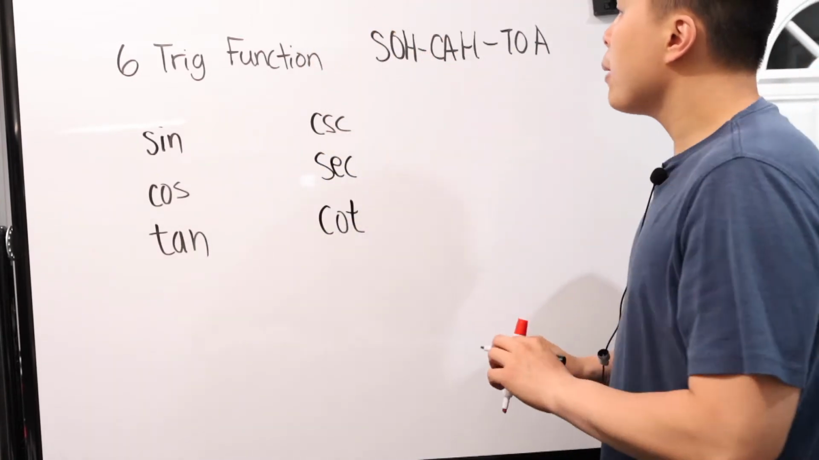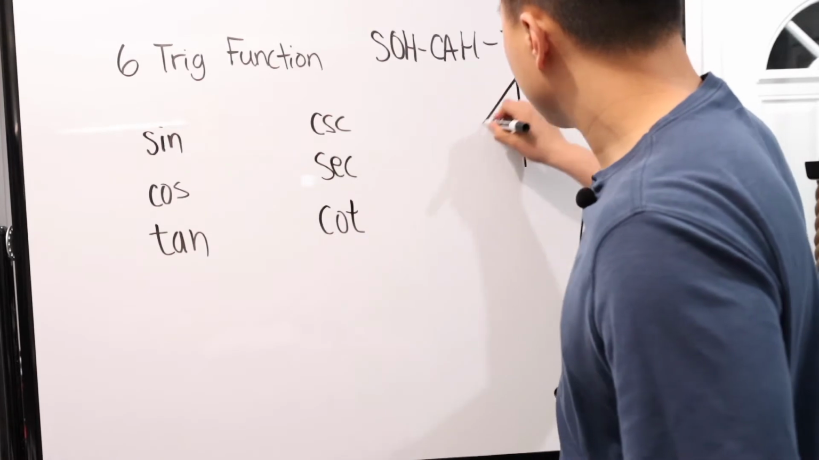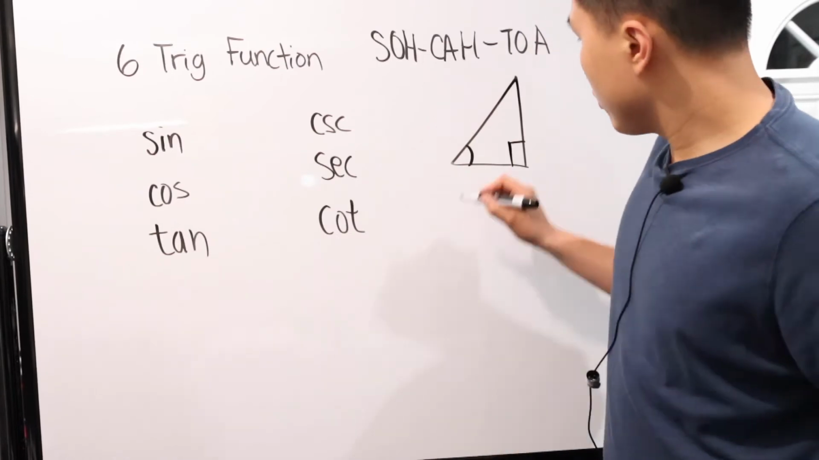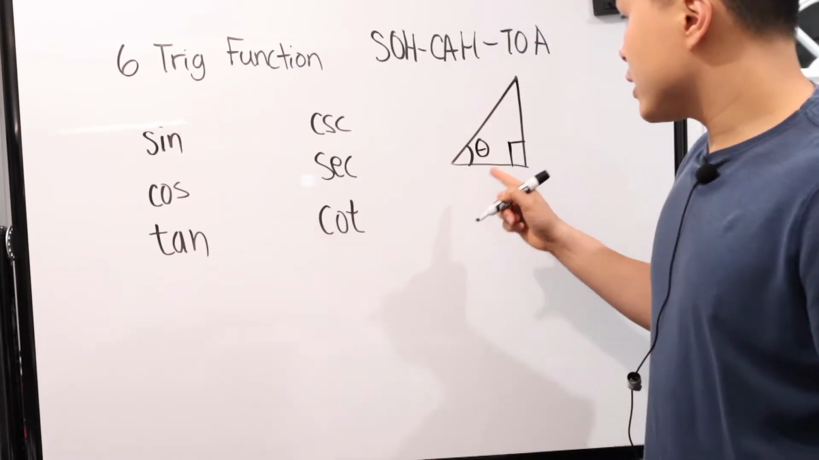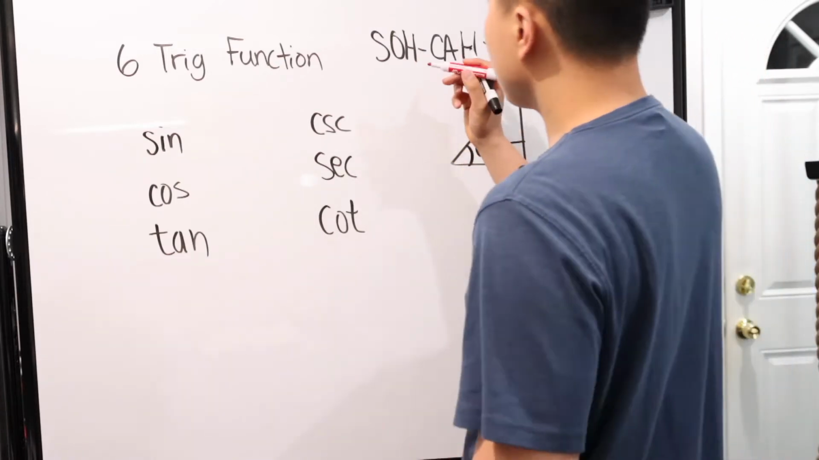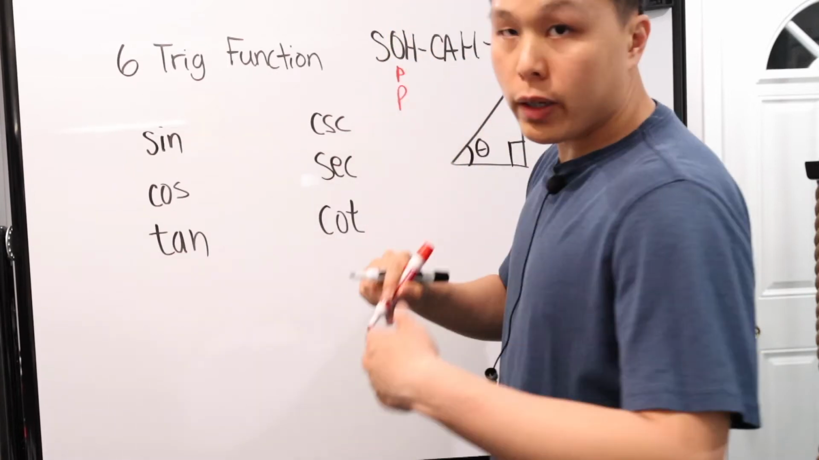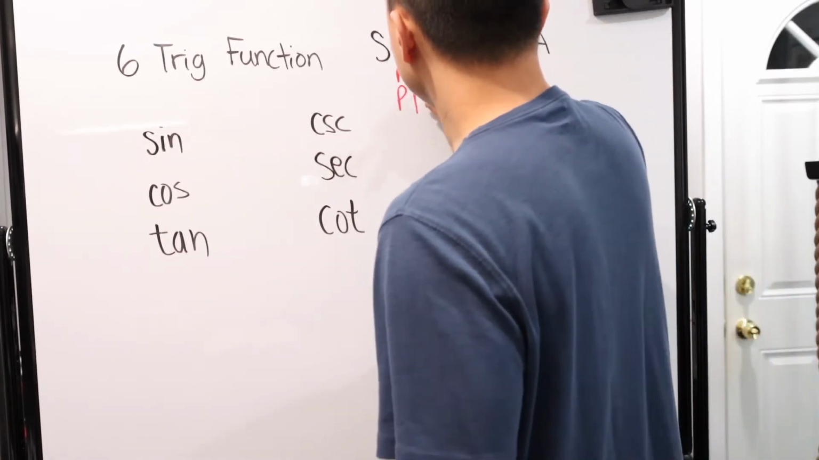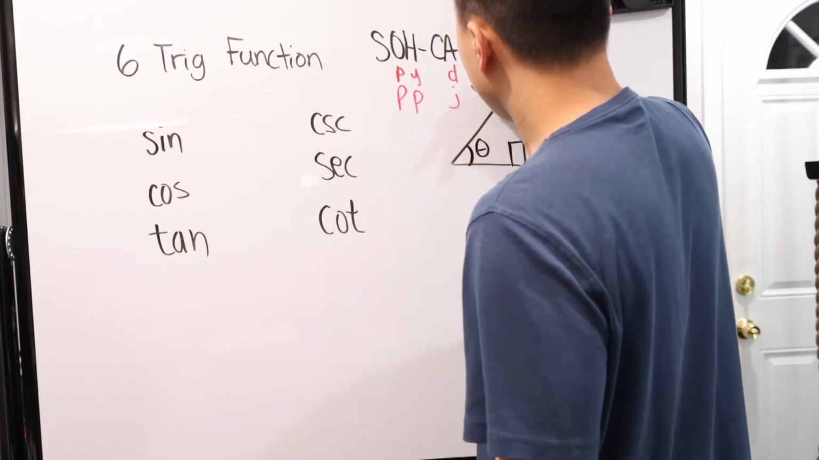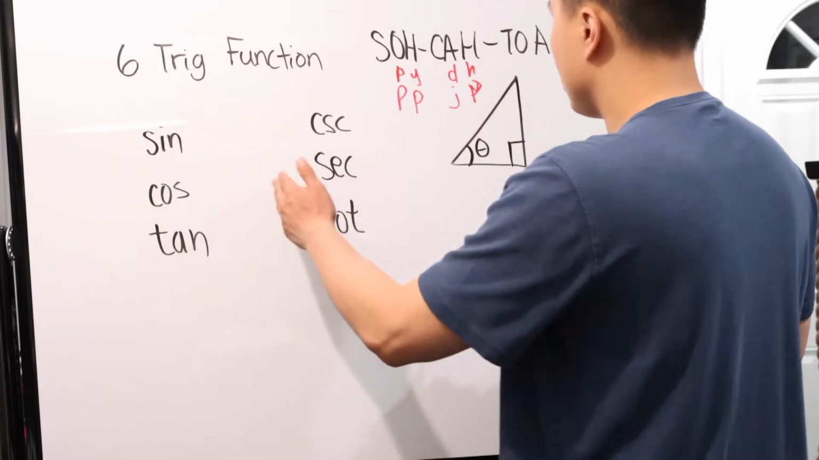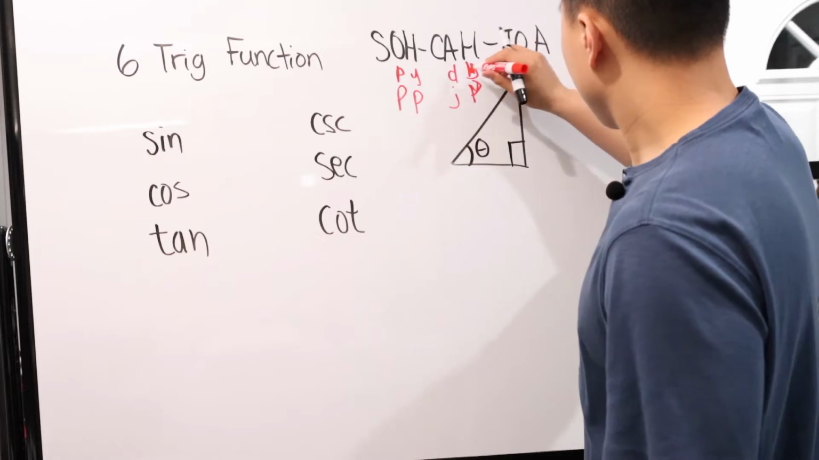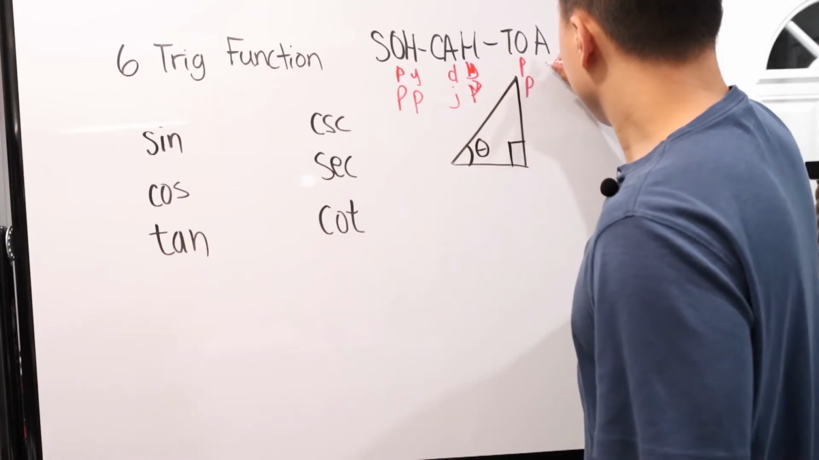The reason you want to memorize SOHCAHTOA is that it is in relation to a right triangle. Wherever your angle is, that's your reference angle. Then SOH, CAH, and TOA: the O stands for opposite, H is hypotenuse, and A is adjacent. The reason you want this is because it tells you the ratio for each trig function. Sorry, terrible handwriting right there: hypotenuse, then opposite, and then adjacent right here.